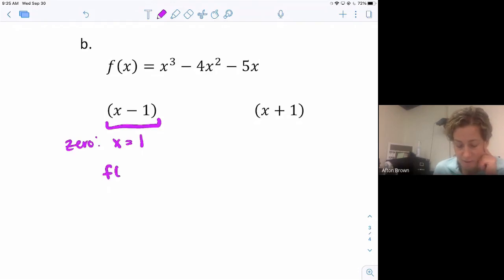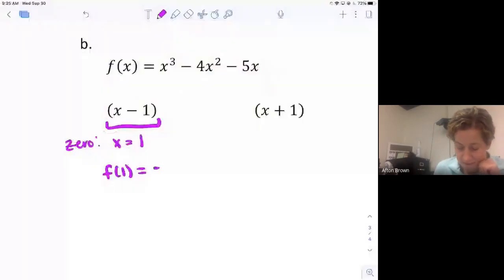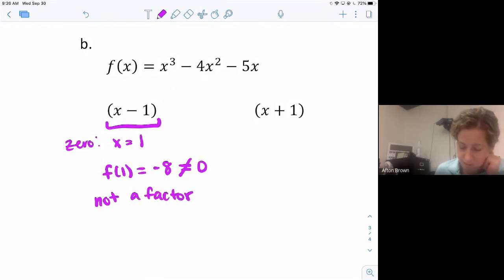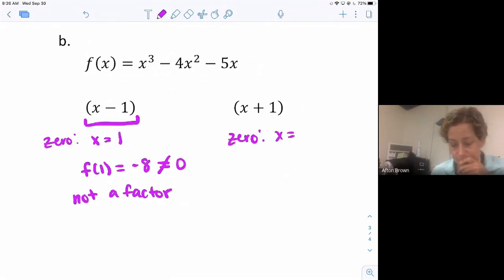So on our calculator, we want to plug 1 into this function. I just do a parenthesis, which is right above the 8. I type in a 1, and we hit enter. We didn't get 0, which means it's not a factor. So on our paper, I'm just going to write, this was -8. I write it does not equal, which is just an equal sign with a line through it. It does not equal 0, so it's not a factor. So I'm not going to use that one. Then I go to the next one. What x value makes that factor equal 0?